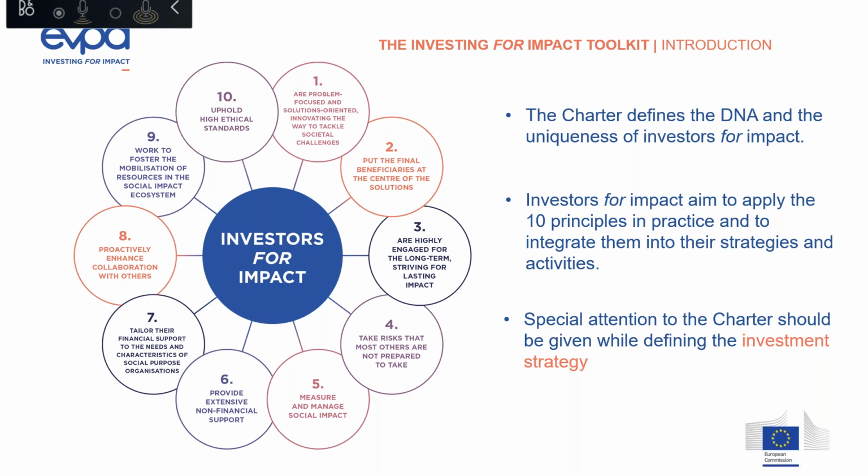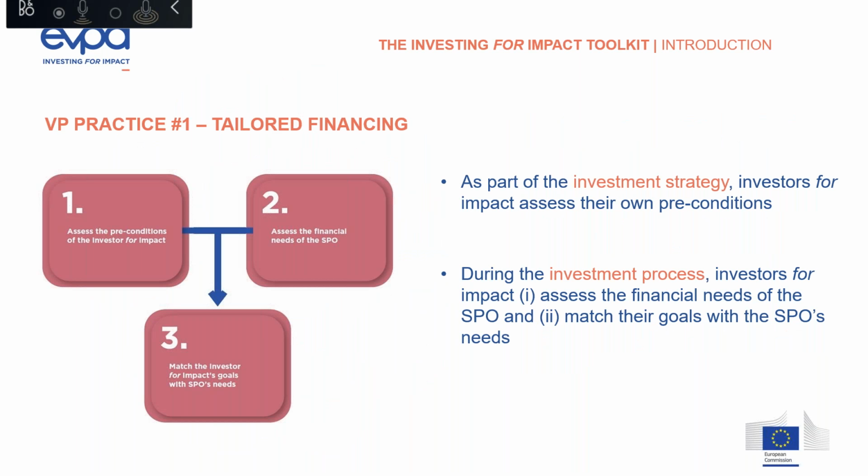Now we can see the venture philanthropy practices and the frameworks that I was referring to. So we can start by tailored financing. As you can see, this framework has 3 steps. First, investors for impact assess their preconditions, and they do that during the investment strategy. And then during the investment process, they assess the financial needs of the SPO, and they match their own goals with the SPO's needs.